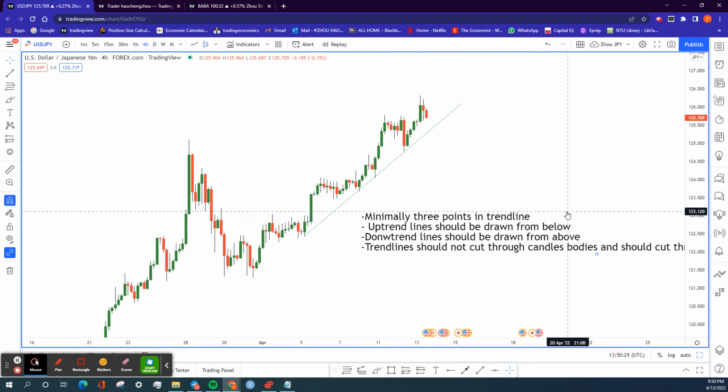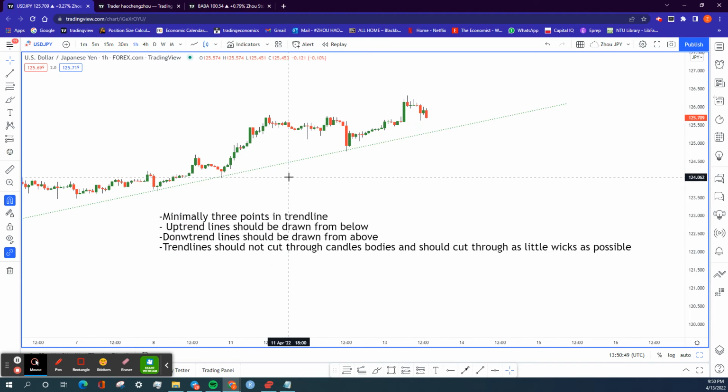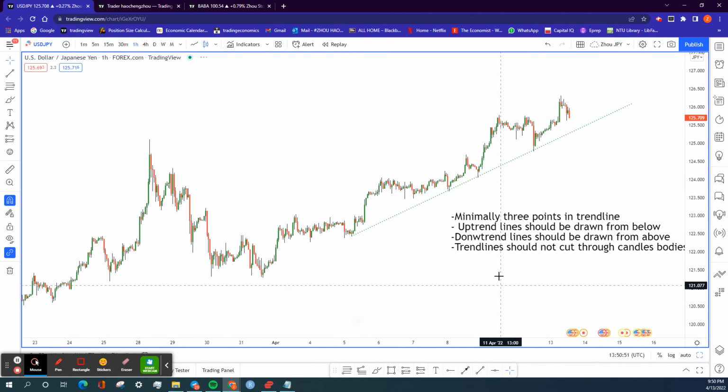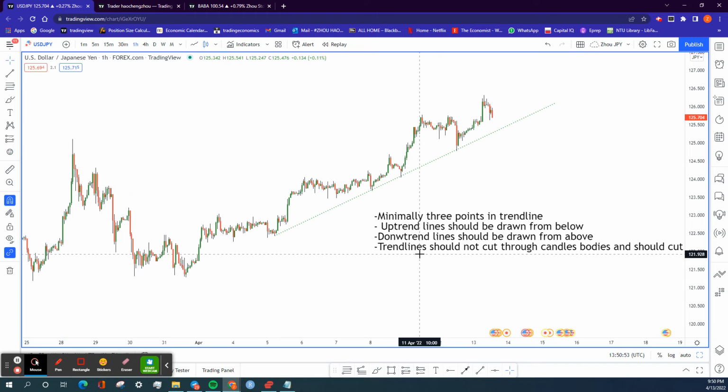adds to my conviction. Firstly, it is definitely in the uptrend, which supports my macro thesis, right? I'm bullish dollar yen, so uptrend definitely supports my macro thesis. Next, the trend line gives me a better entry, right? If I'm looking at buying dollar yen, I cannot just go in without any stop loss or take profit or buy entry, right? I have to find a place to enter my trade.